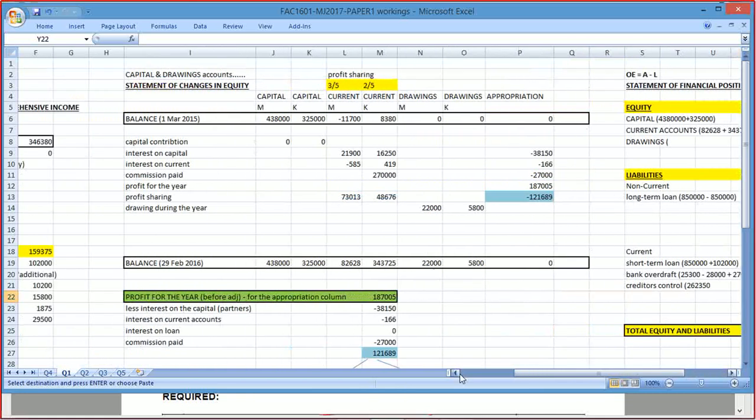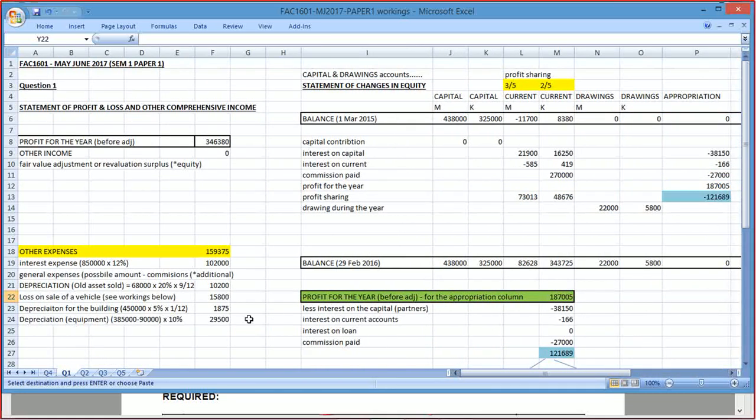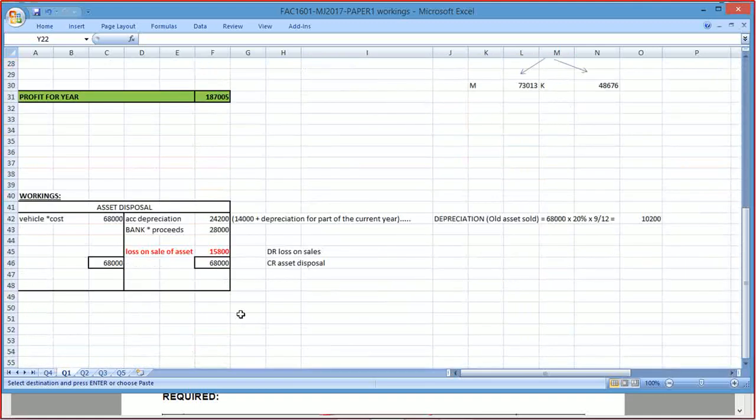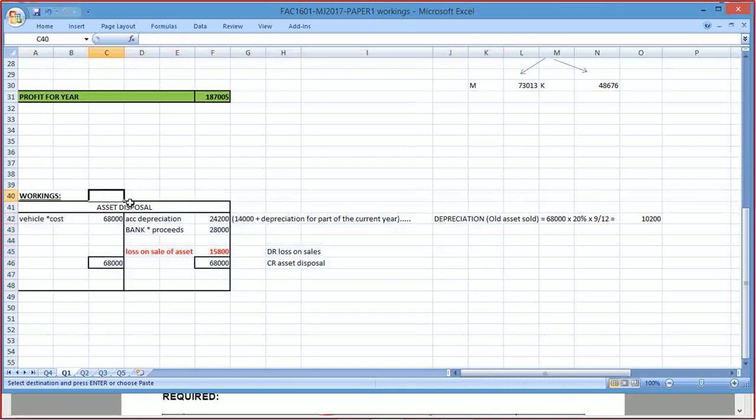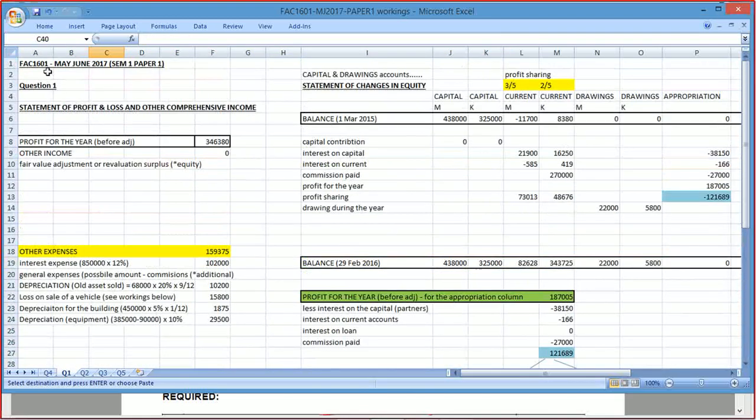You needed to think about the adjustments and how those adjustments would have affected the disclosure in this question. Okay, remember to show workings for everything. Even for a simple depreciation calculation, still do the working.